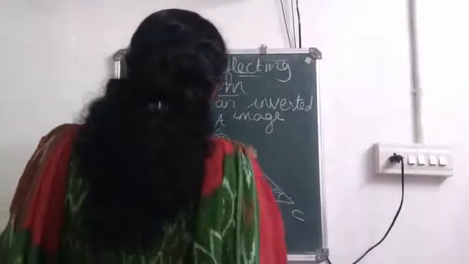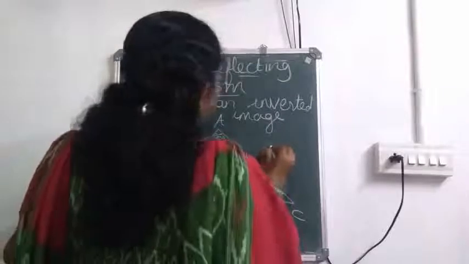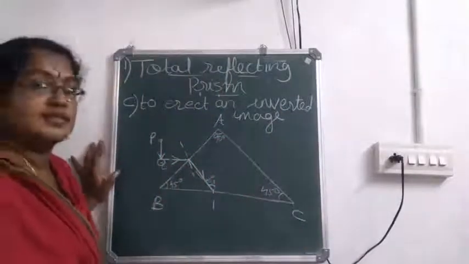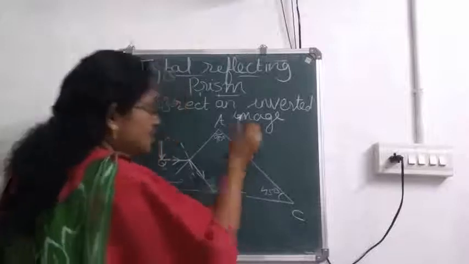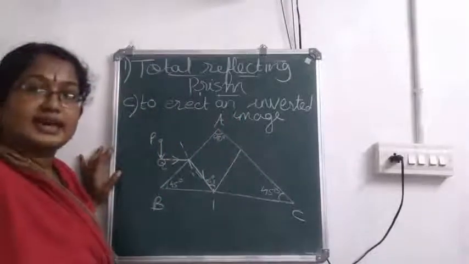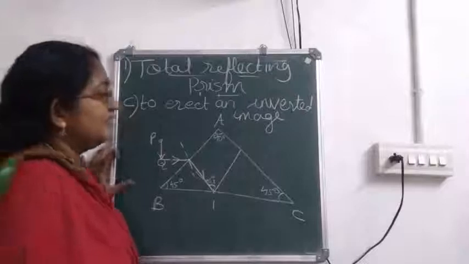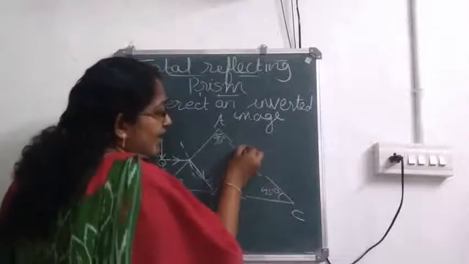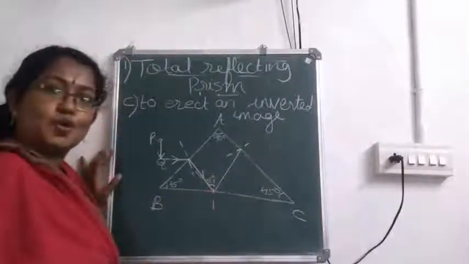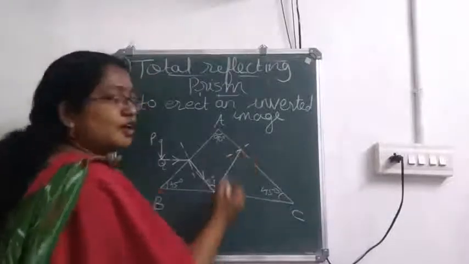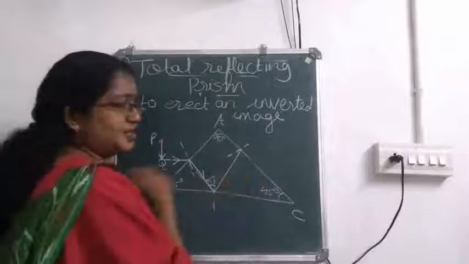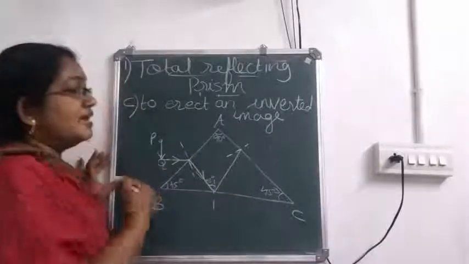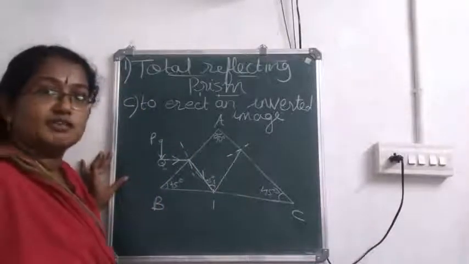Since it is greater than the critical angle of glass, the ray undergoes total internal reflection. Here I will be drawing the normal. This angle of incidence is not greater than the critical angle. It is not 42 degrees. So what happens? The ray gets refracted.